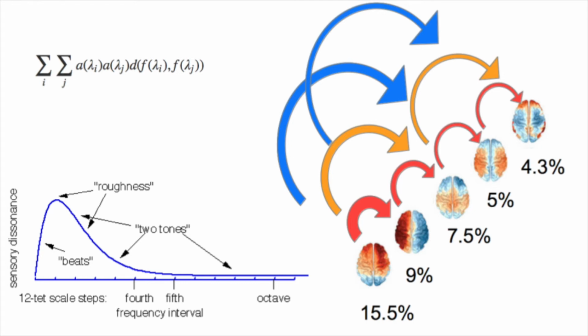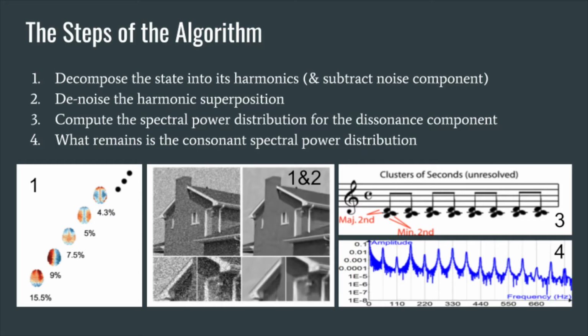So the algorithm would be, first of all, you decompose the state of the brain into its harmonics. Basically, you subtract noise in that way. Everything that you can't explain in terms of brain harmonics, interpret it as noise. And that itself will have a spectral power distribution. The second step is you denoise the harmonic superposition. That's maybe the trickiest part here, and we can talk about it offline. But the core idea is that if you have a lot of brain harmonics within the same range, that doesn't necessarily imply dissonance, because that could be noise. And that's important to take into account.